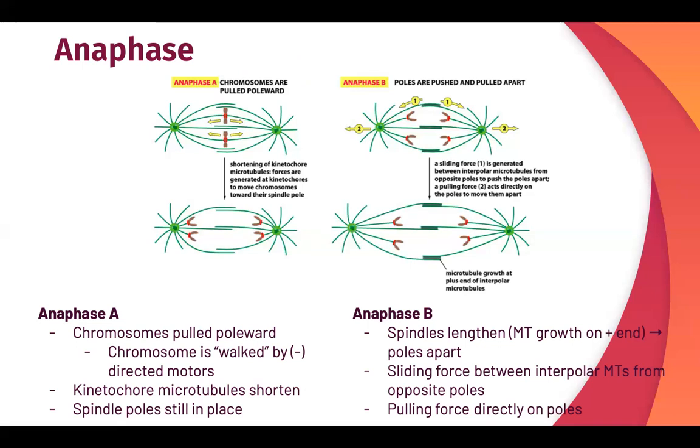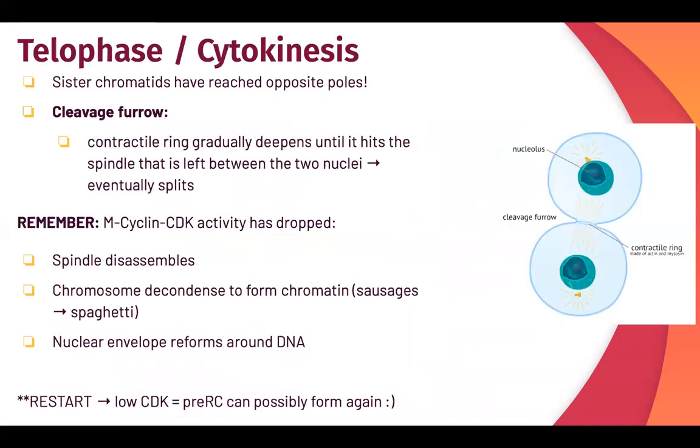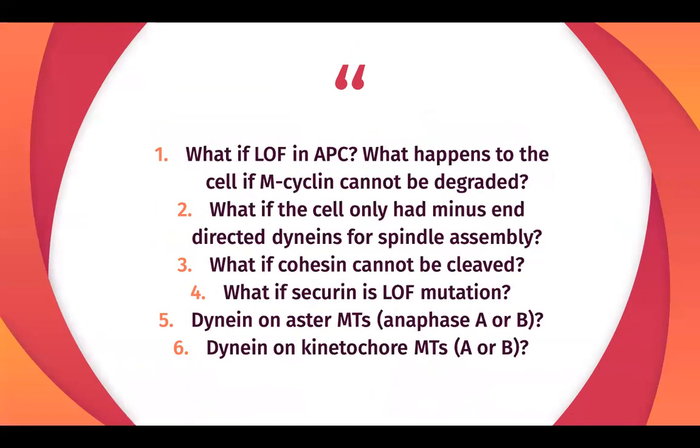Exactly. So then your spindle pole is getting pulled further out. So if it's your spindle poles that are moving, is this anaphase A or anaphase B? There you go. It's B. For those on the recording that couldn't hear that, it's B.